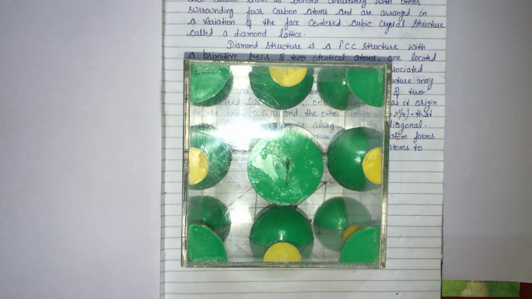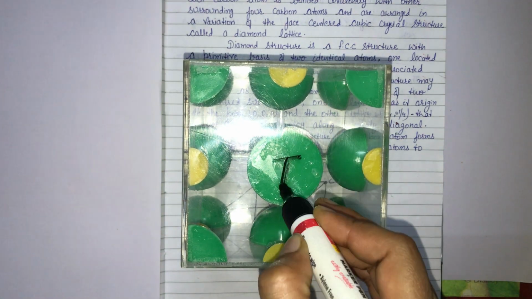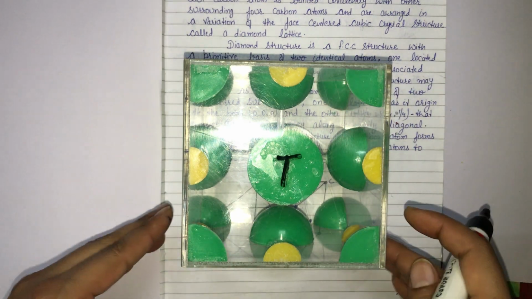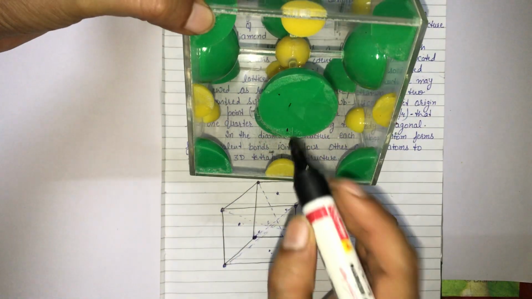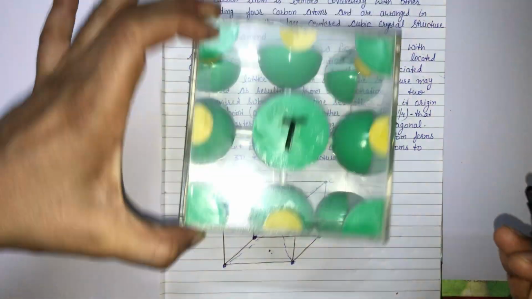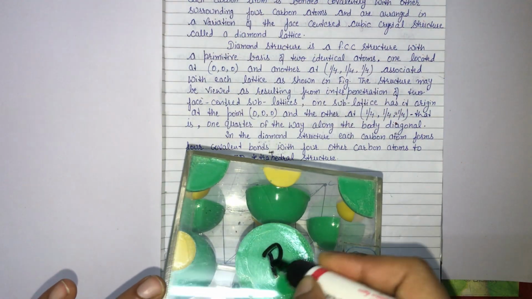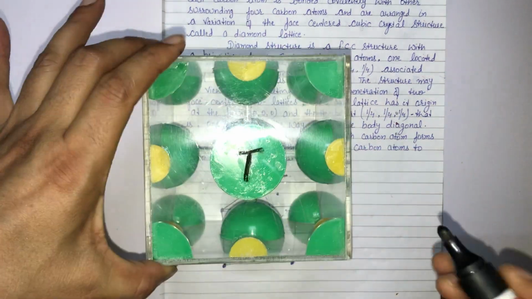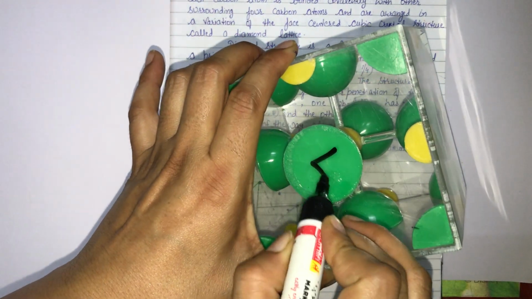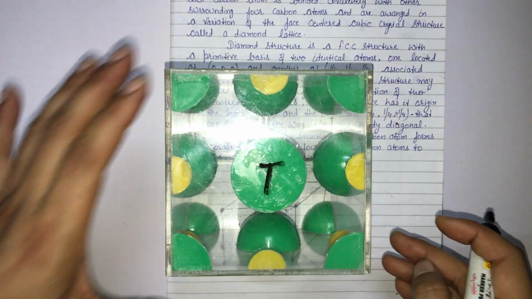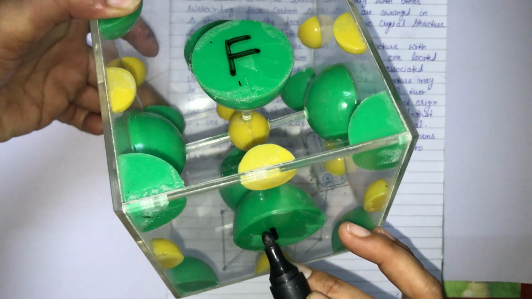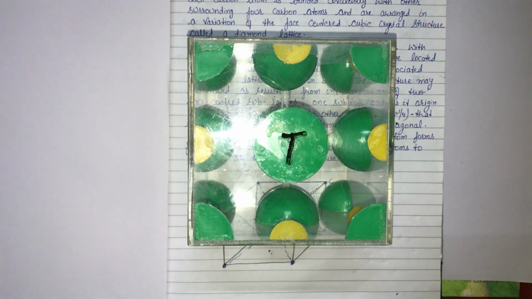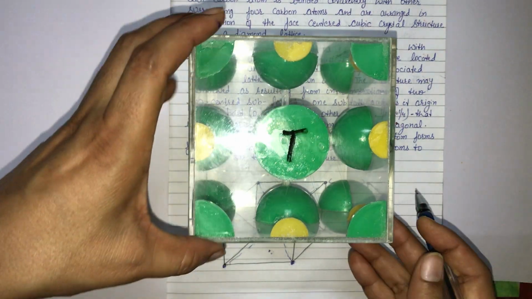Here let's start. This is a top face. In 2 dimensions you can mark this is a square. If I mark this face as the front face, then this will become the back face. Clear? So this is the right face and this is the left face, and similarly this is the bottom face. Clear? So mark the 4 body diagonals of this cubic unit cell.